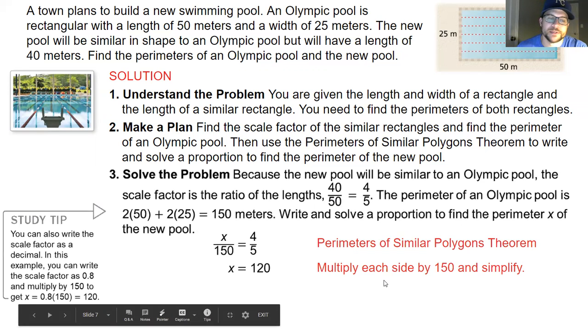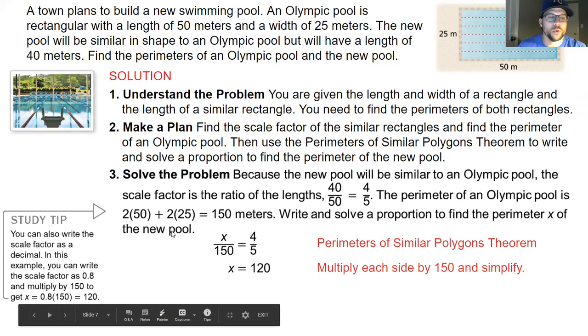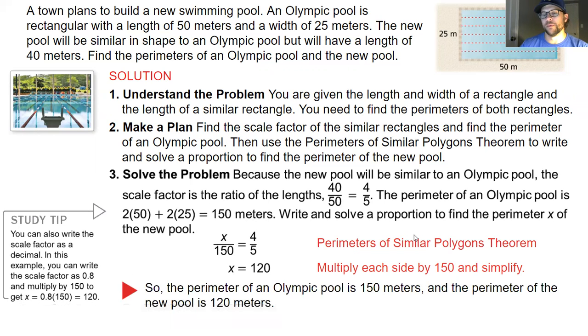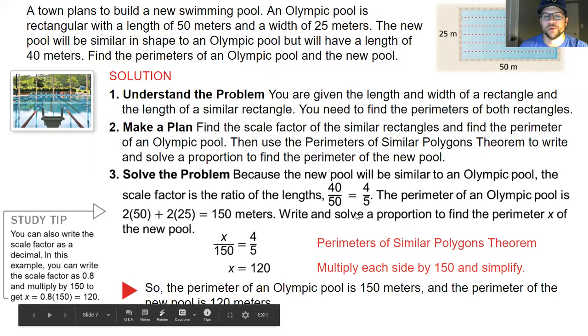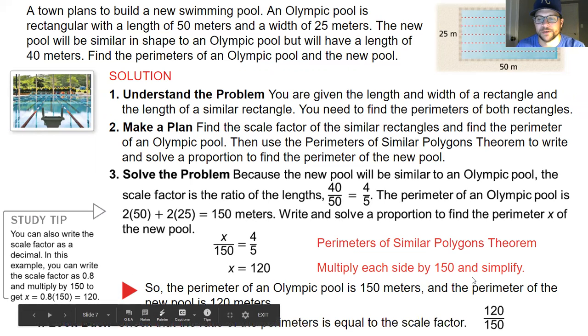So you could also set it up as a scale factor with a decimal. You could take 4 over 5 and get 0.8 and then multiply that decimal by 150 to get 120. It's the same thing. So again, the perimeter of the Olympic pool is 150, perimeter of the new pool is 120. Let's double check that the ratio of the perimeters is equal to the ratio of the scale factor. 120 divided by 150, you can reduce that to 4 over 5. It's the same.